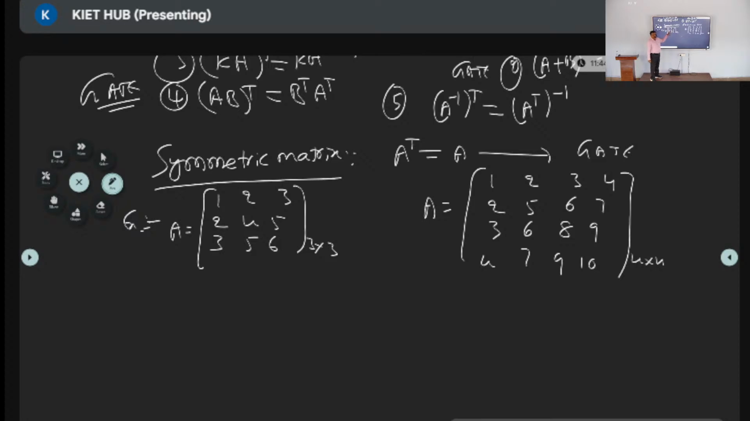How many maximum distinct elements are we having? Maximum distinct different elements are how many? 6. 6 or 9? 6. How many maximum distinct elements are there? 10.